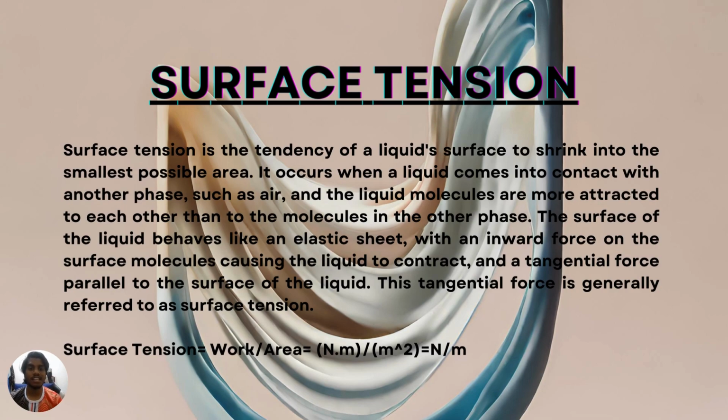Surface tension is the tendency of a liquid surface to shrink into the smallest possible area. It occurs when a liquid comes into contact with another phase such as air, and the liquid molecules are attracted to each other more than to the molecules in the other phase. The surface of the liquid behaves like an elastic sheet, with an inward force on the surface molecules causing the liquid to contract, and a tangential force parallel to the surface of the liquid. The tangential force is generally referred to as surface tension.